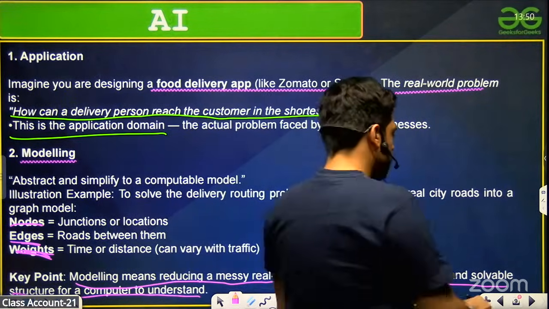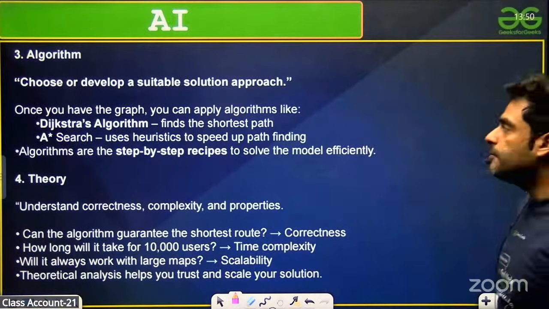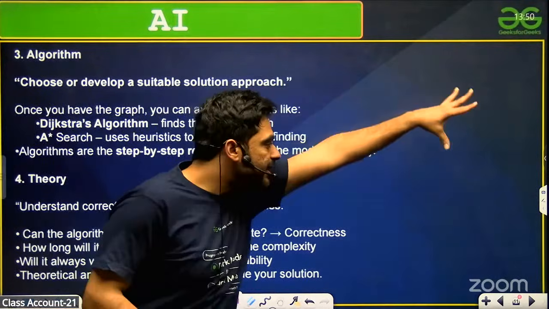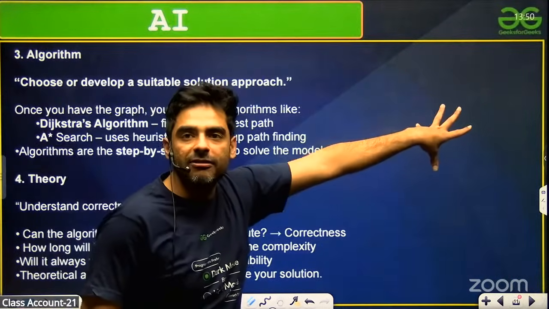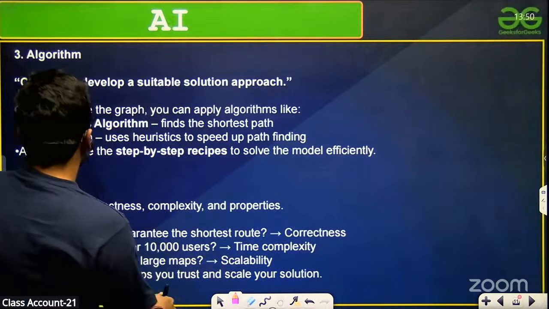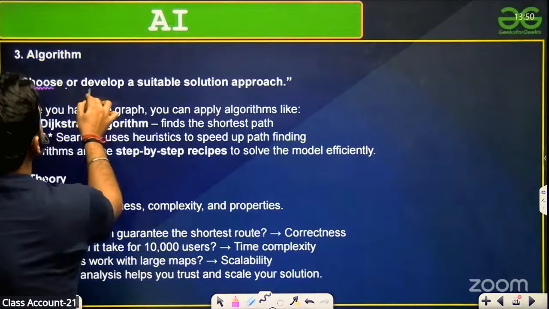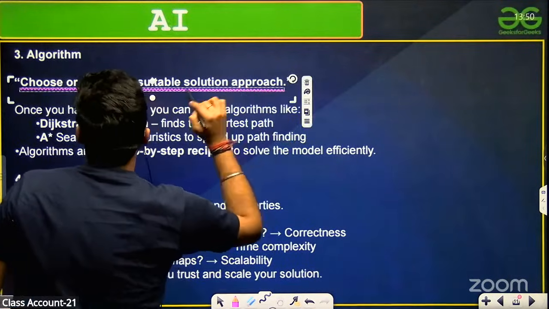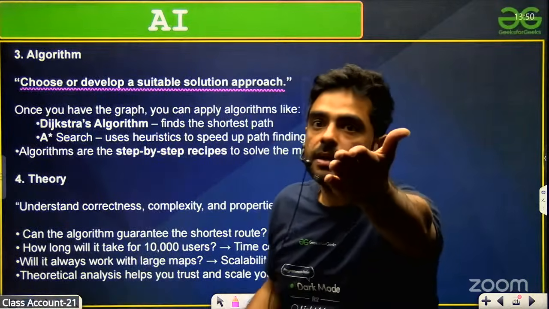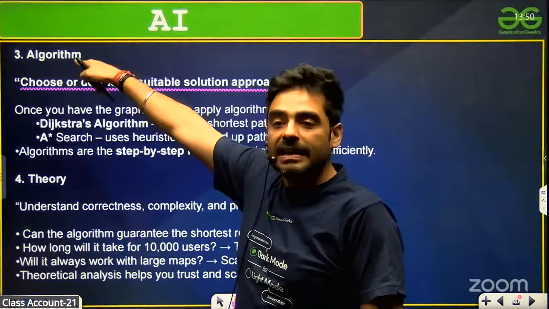So guys, next is algorithm. Now we have modeled the entire application on a graph paper. Now how do we solve this? Solving requires choosing or developing a suitable solution approach. That is known as algorithm. The things you are writing, BFS, DFS, UCS, all of those come here.